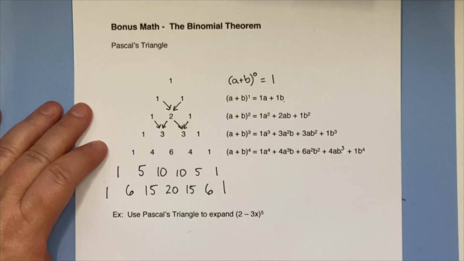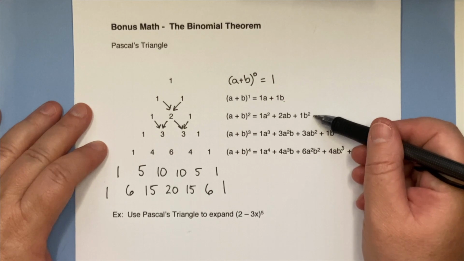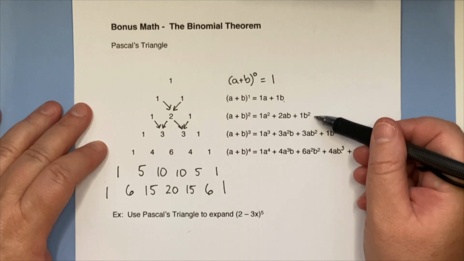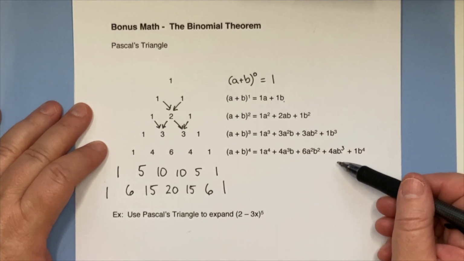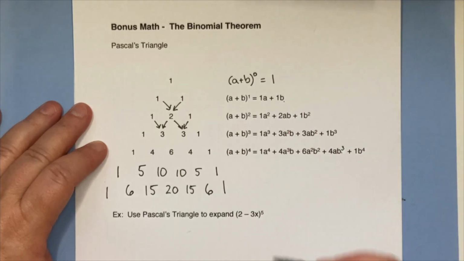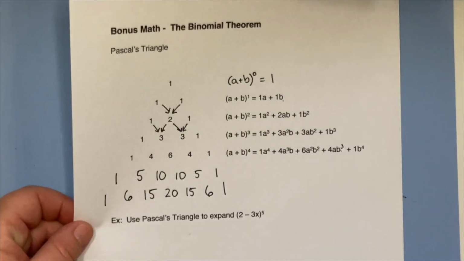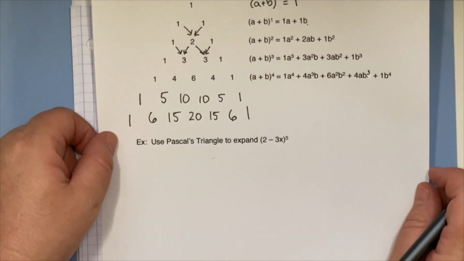Technically, you could also memorize it. In the way that this is the formula for the perfect square of a binomial, this is the formula for the 4th power of a binomial. And you could just memorize all of them if you like, or you can memorize Pascal's triangle. So let's talk about how to use this.